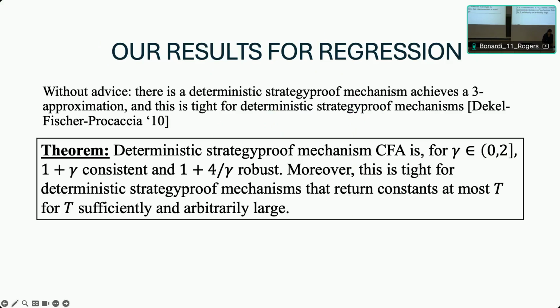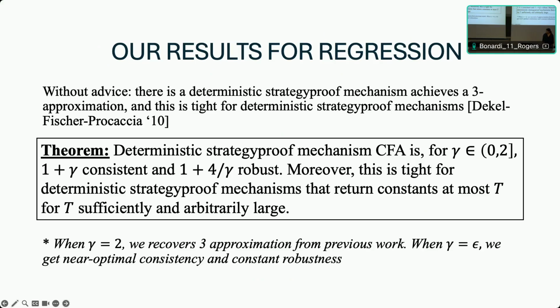So our first main result is that we provide a deterministic strategy-proof mechanism that, for a parameter gamma between 0 and 2, is 1 plus gamma consistent. Recall that this is the approximation when the advice is correct. And it is 1 plus 4 over gamma robust, which is the approximation no matter how bad the advice is. We also show that this is tight under some mild constraints. To give you an idea of what this result means, if we set gamma to 2, we're going to recover the 3 approximation from previous work. But if gamma is really small, we're going to get near optimal consistency while still maintaining constant robustness.